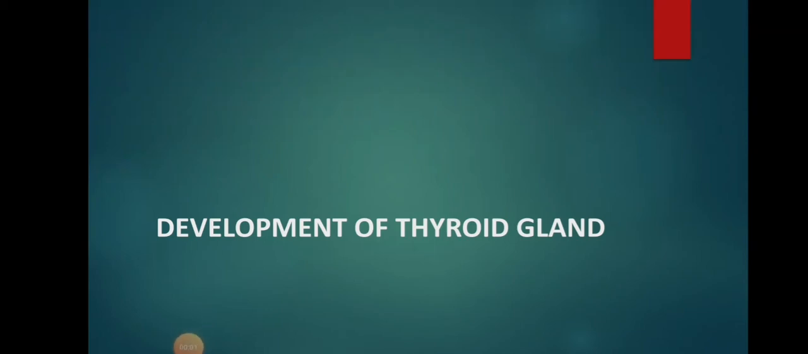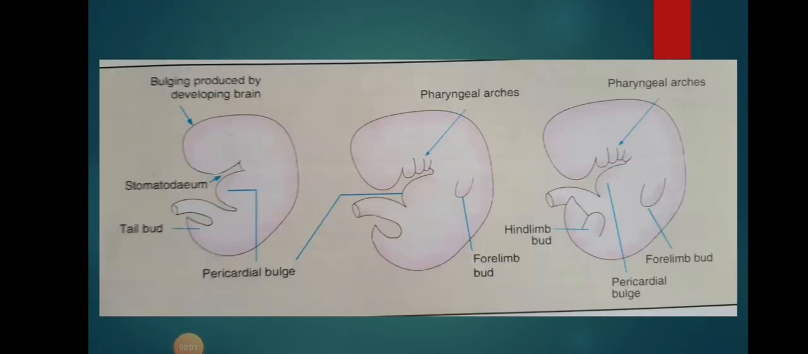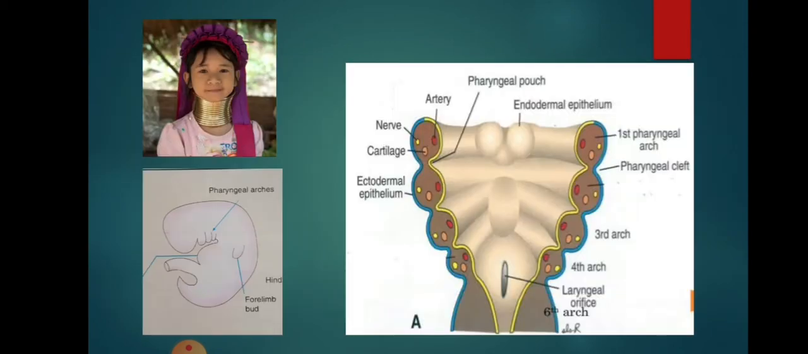Development of thyroid gland. To understand this, we need to know about the pharyngeal arches. So, pharyngeal arches are ring-like swellings in the developing fetus around the neck area, future neck. The pharyngeal arches contain outer ectodermal lining, inner endodermal lining, and mesoderm in between.